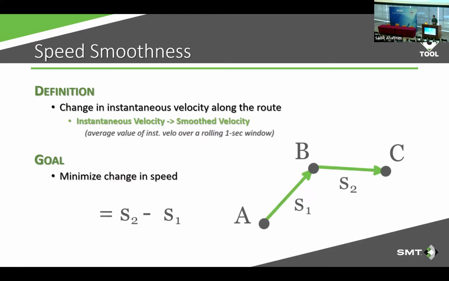Our second constraint is the speed smoothness. This just deals with the speed, how smooth the player is moving in his speed. It's just a change in instantaneous velocity along the route, and we do take an average value of that over a rolling 1 second window. And what we want to encourage here is just a minimal change in speed. So here we take the speed vector from point to point, and we'll also take the difference between them. So similarly with angular smoothness, the larger the difference in speed, the less smooth it is, but the smaller the difference, the more consistent he is in his speed.